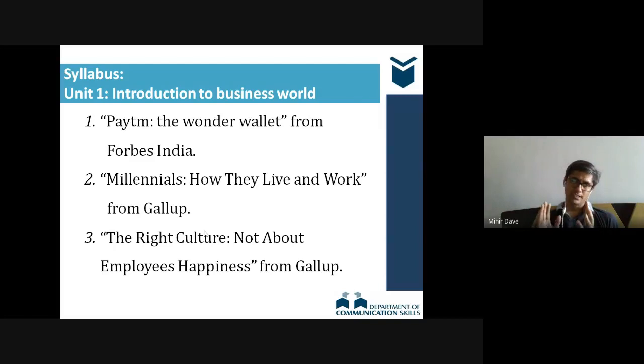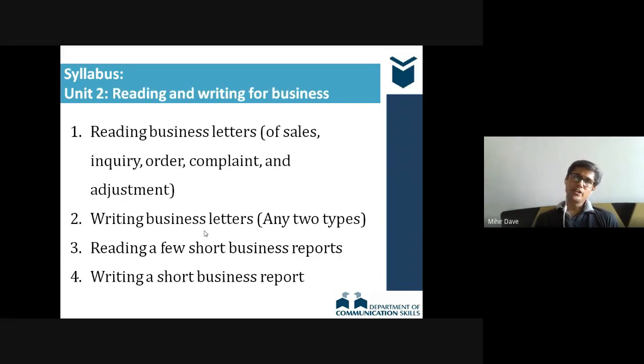All these would be real life stories. They are not fictional. They are related to the business world. So that way it will be relevant to business also. And our focus also would be how to develop reading and inculcate the taste of it. So that will be your unit number 1, which consists of reading articles, and we'll be discussing those articles in the classrooms. Then unit number 2 will be about reading letters of sales and inquiry and all. That will be one.